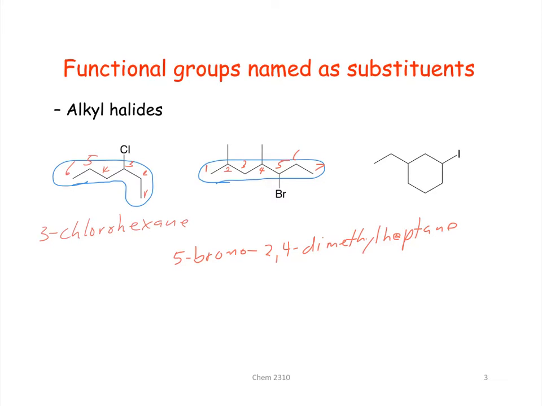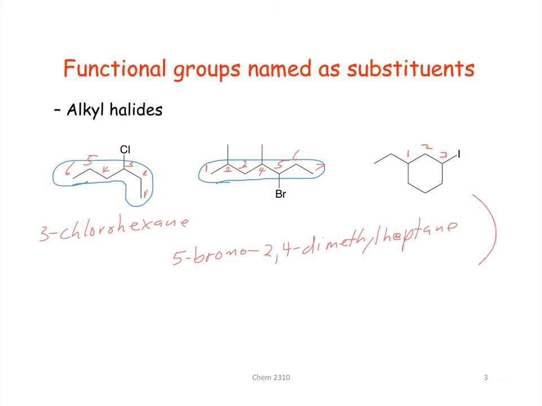All right, just one more example. We're going to number this to give the second group the lowest number, but of course in this case there would be a tie, right? We could number it from this side 1, 2, 3 going clockwise, or we can number it from the iodine 1, 2, 3 going this way, and we'll break that tie by giving the ethyl group the lower number because ethyl comes before iodo in the alphabet.